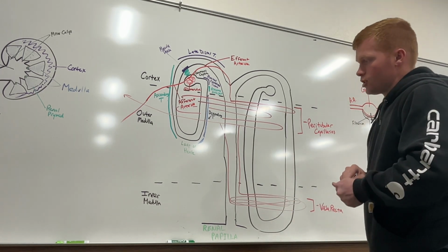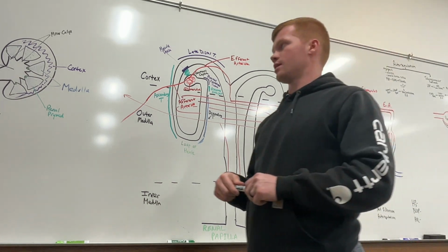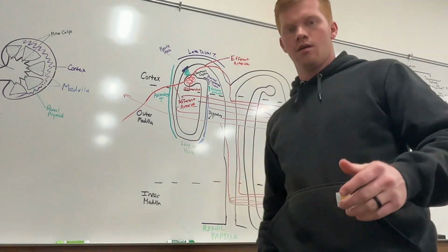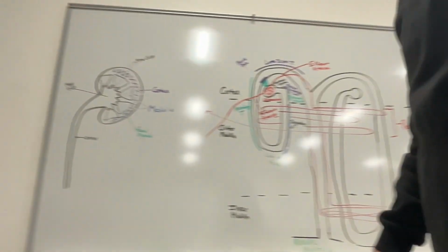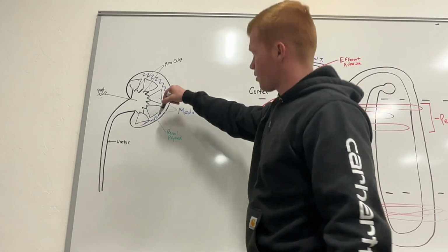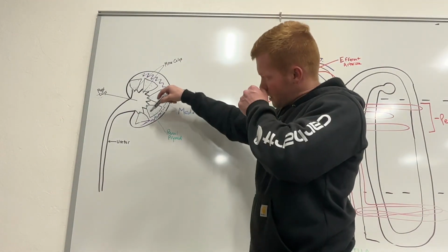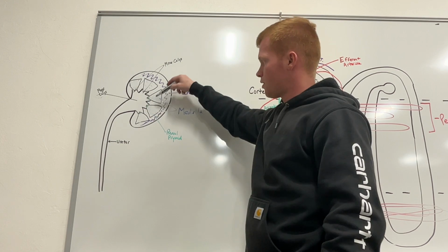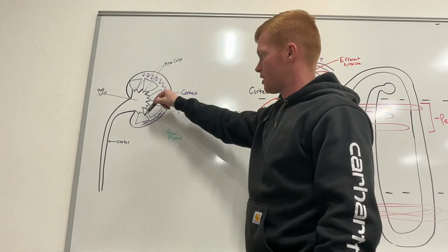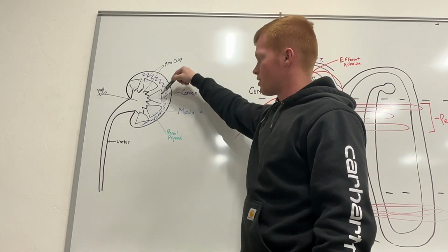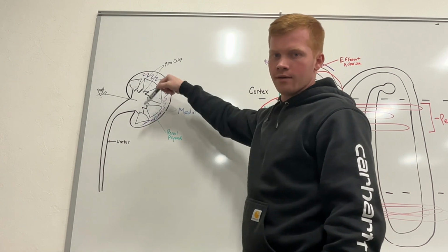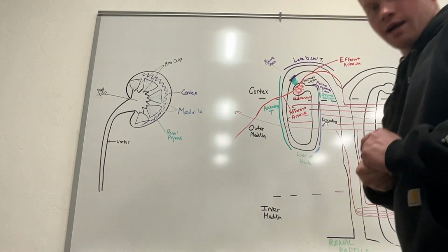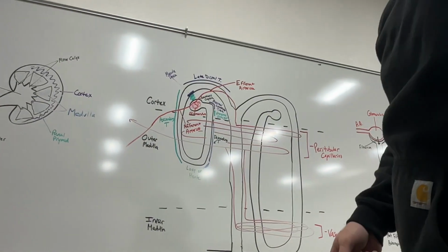But something to mention too, as we talked about the kidney, are the layers of it. The outer layer, we have the cortex. The more inner layer, we have the medulla. Then we have the cortex, the outer medulla, and the inner medulla. So those are the layers we want to focus on with this right here.